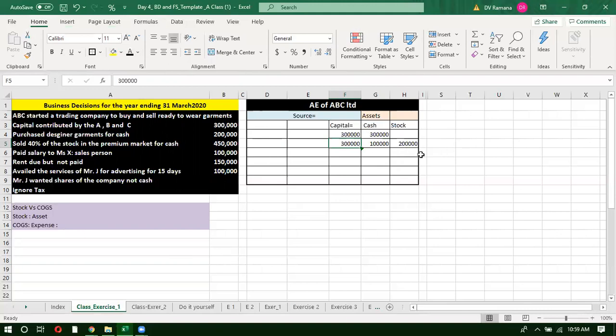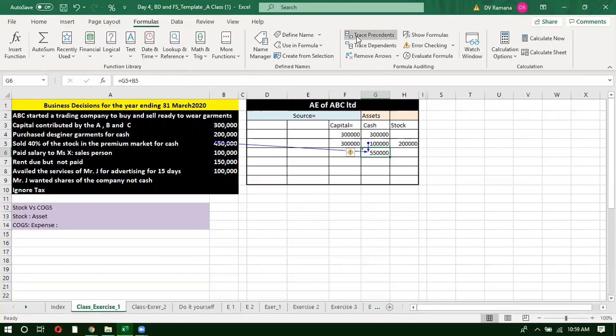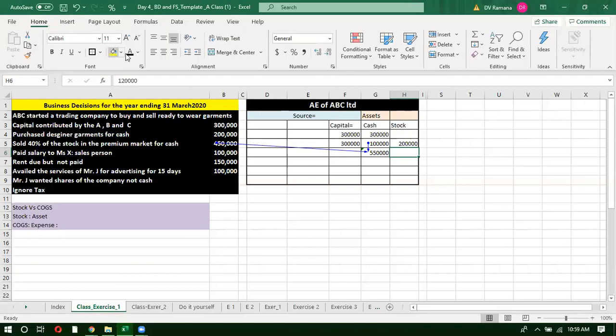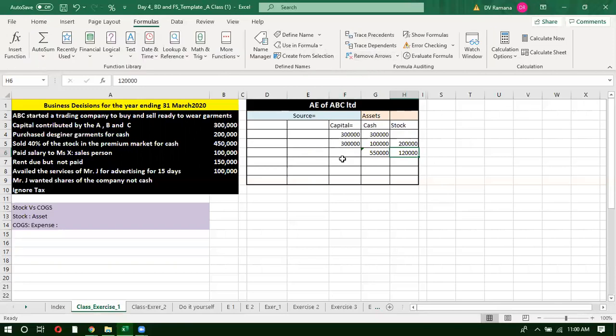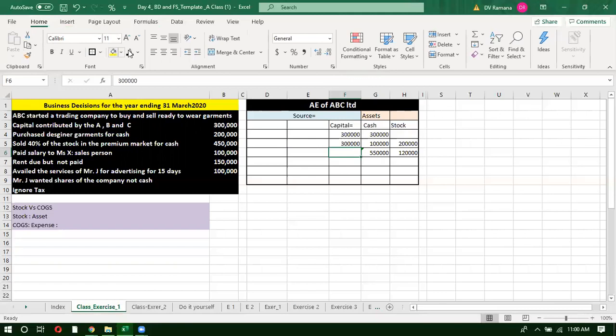Now, for this much stock which is there, 40% of the stock was sold for 450 for cash. That means the cash will increase to the extent of 450 and the stock will reduce. Stock will reduce to the extent of 40%. So the stock will be now 200,000 minus 40%, that is 80,000. The stock will reduce by 80,000. And no change in the capital because no infusion of money, no withdrawal of money.